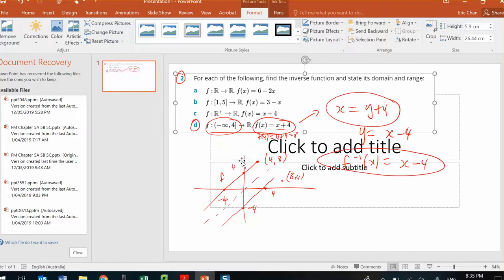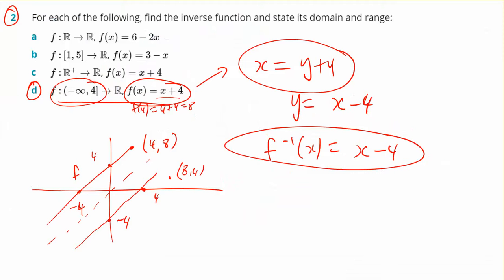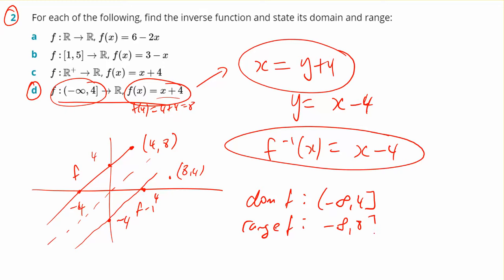Okay. So what else do we want to find? What was the domain of our original? This is my inverse. If we look at the original graph, what's the domain? The domain of f is given by -infinity to 4. The range of f is given by, well, the range is the lowest value to the highest value. So the lowest value is -infinity, to, it's stopping at 8. So -infinity to 8, with the round bracket.